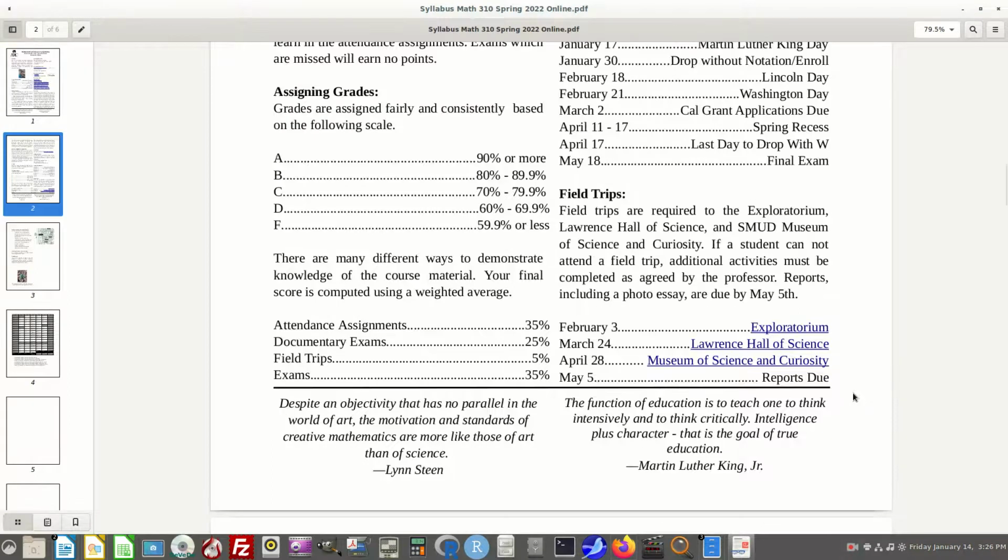The former president of the American Mathematical Association asks an extraordinary question. She says, despite an objectivity that has no parallel in the world of art, the motivation and standards of creative mathematics are more like those of art than of science. Being in math feels like doing art in that sense.